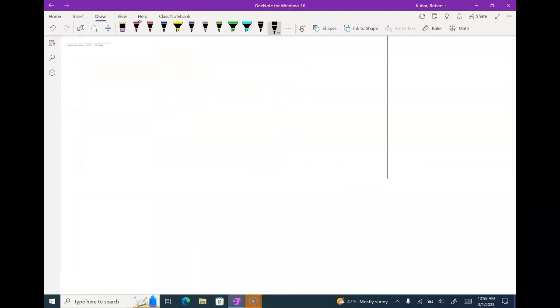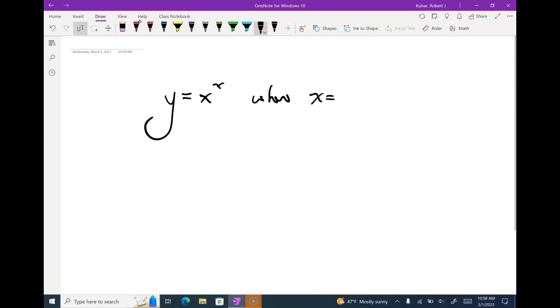Here we go. I want to look at a problem like y equals x to the x when x is 1. And so I'm looking at that function, right? I want a tangent line, yes?